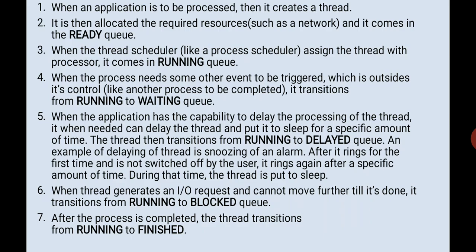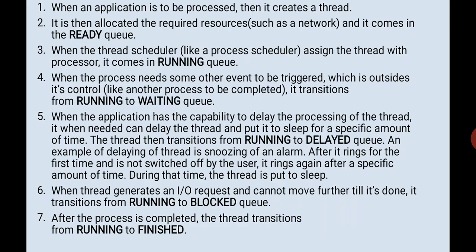The next is when an application has the capability to delay the processing of the thread. When needed, it can delay the thread and put it to sleep for a specific amount of time. Then it is said to be in a delayed state or in a delayed queue. An example of delaying a thread is snoozing of an alarm. After it rings for the first time and it is not switched off by the user, it rings again after a specific amount of time. So during that time, the thread is put to sleep.